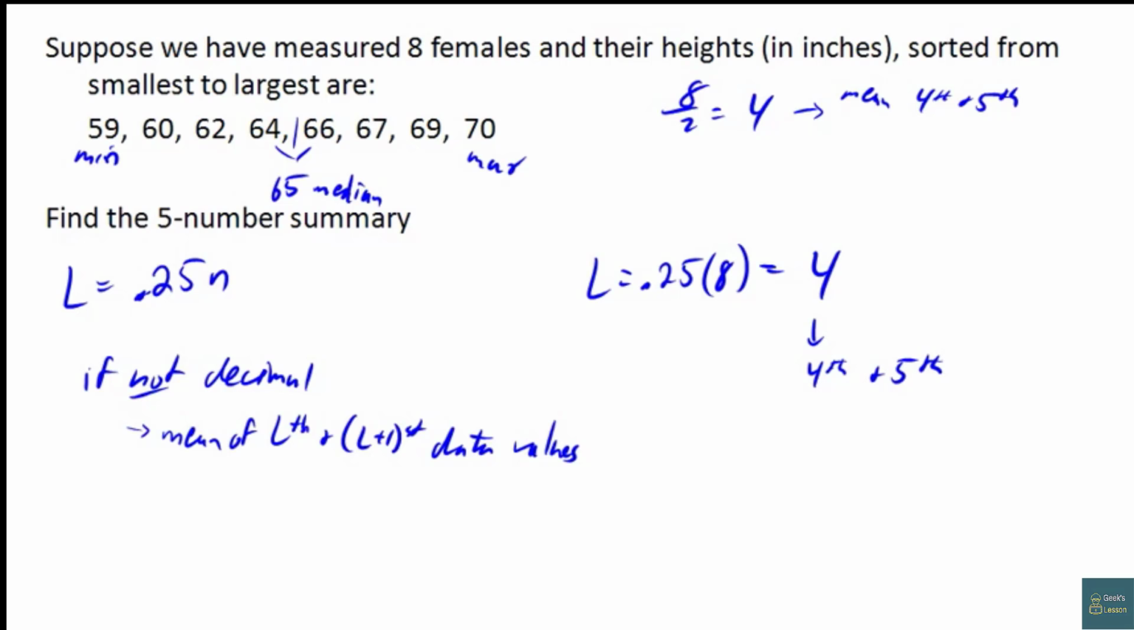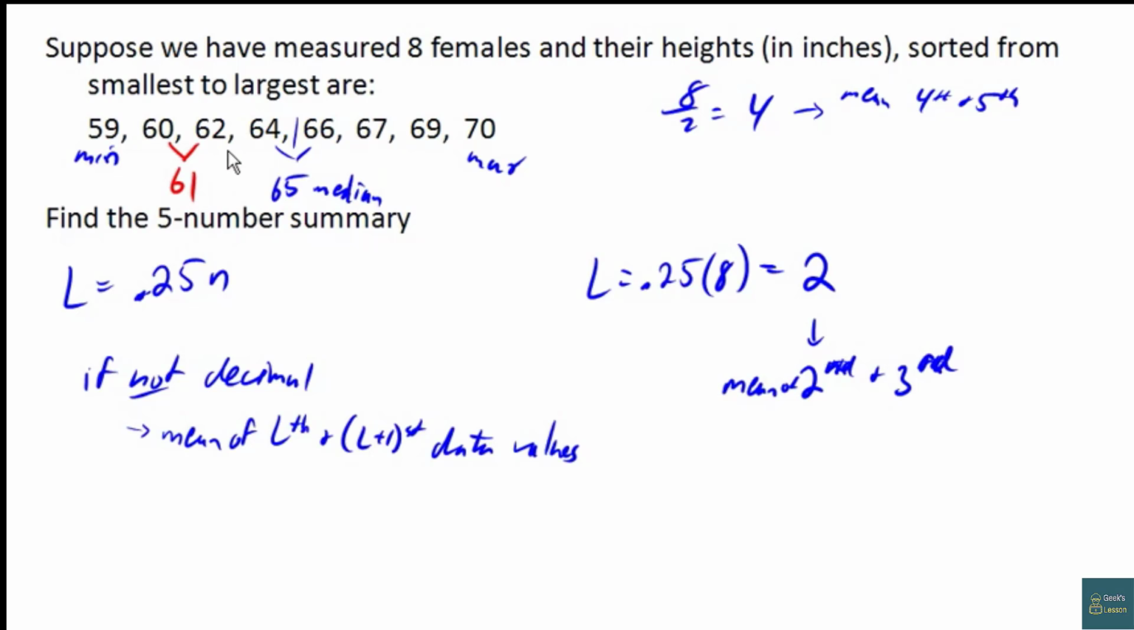I'm sorry. 25% of 8 is 2, not 4. So let me correct that there. We're going to use the 2nd and 3rd data values. If the 2nd and 3rd data values are here and here, we're going to find the mean. Just to clarify, we're going to find the mean of the 2nd and 3rd data values. So the mean of 60 and 62, add them up, divide by 2, is 61.